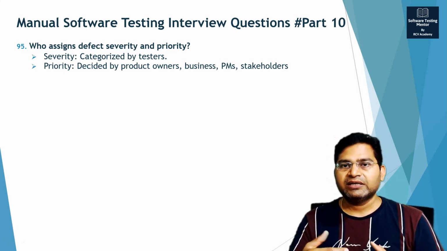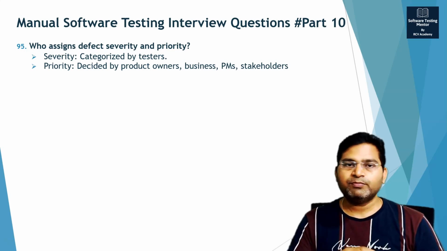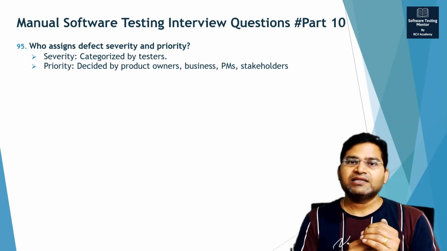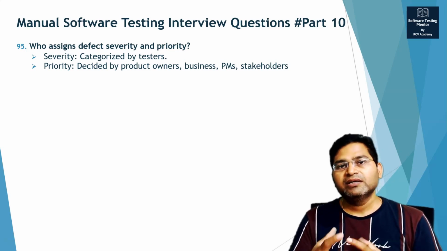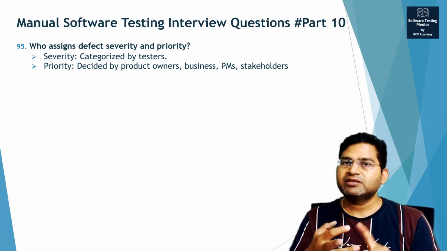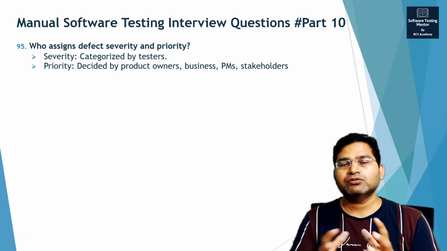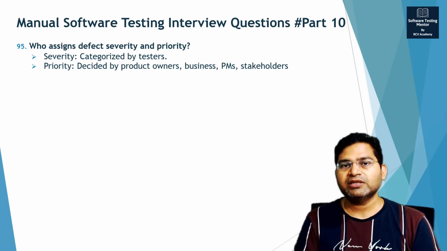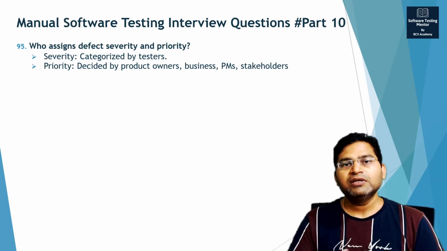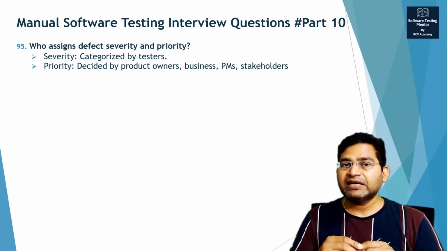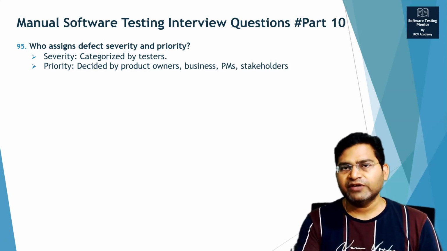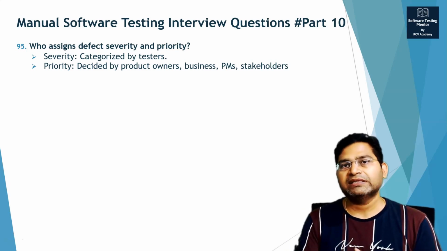Similarly to the priority, right? So there will be different levels of priority as well. So severity is categorized by the testers and priority is decided by business stakeholders, product owners, right? So anyone coming from business, they will decide the priority of the defect. And when is the priority decided? So as a tester, you raise the defect, you assign the severity.